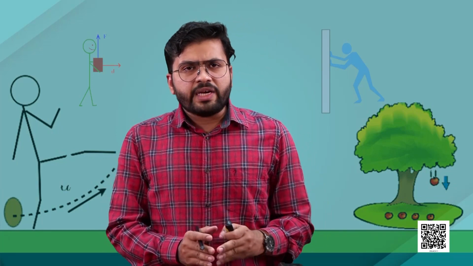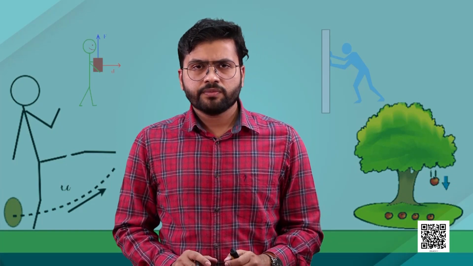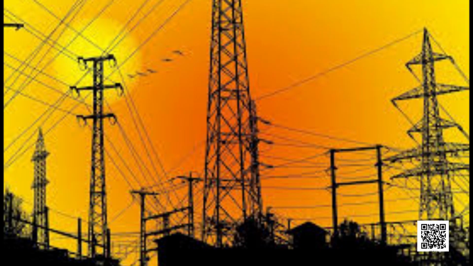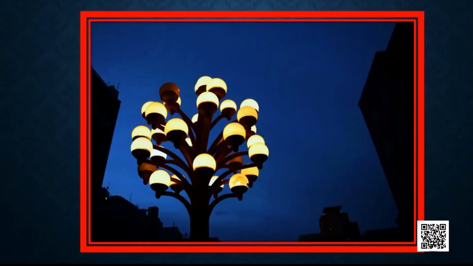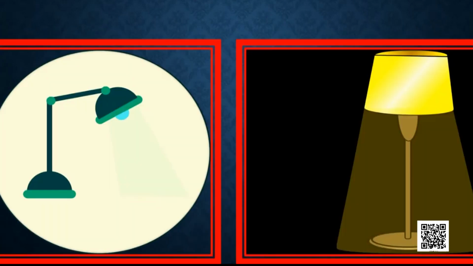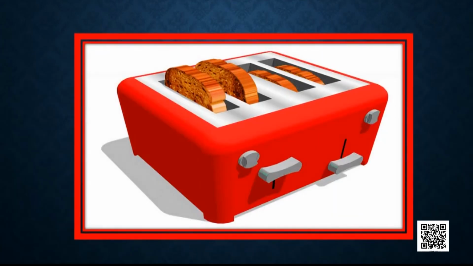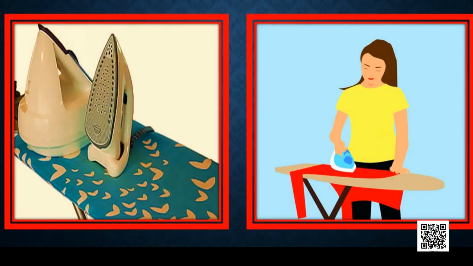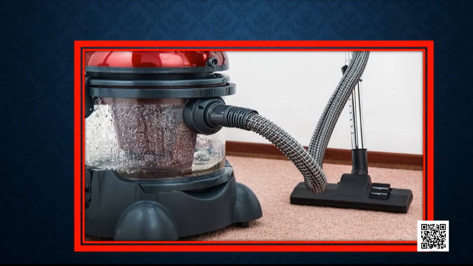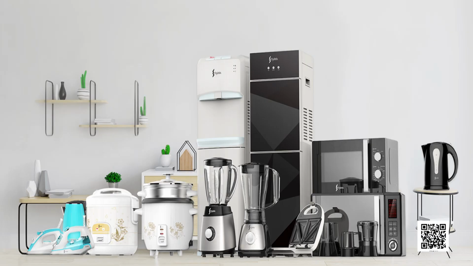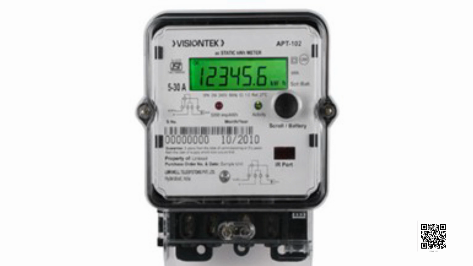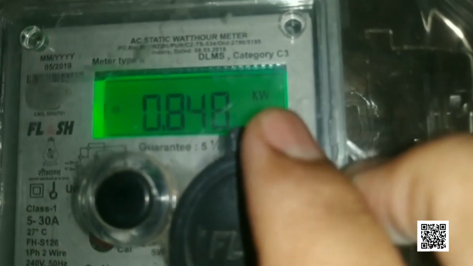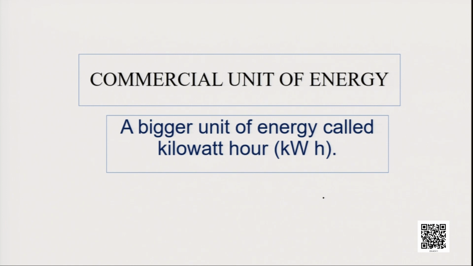Now, in our everyday life also, we are using energy in our household, specifically if you talk about electrical energy. The electrical energy that is consumed in our household by the use of different electrical appliances is a very large quantity. So in order to express this quantity, we cannot use joule. The unit joule is too small and hence is inconvenient to express a large quantity. So that's why we need a bigger unit, and here we use that bigger unit, which is nothing but kilowatt hour.